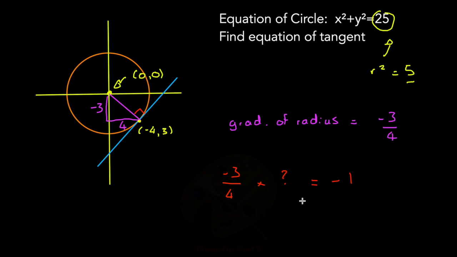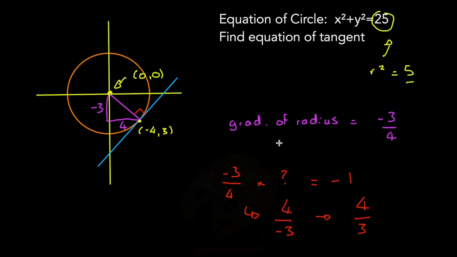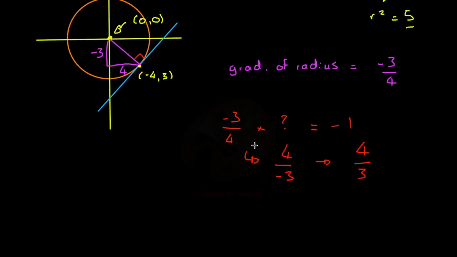All we have to do is take the gradient of the radius, -3/4, and then flip the fraction, so it becomes 4/-3. This is called taking the reciprocal. Next, we take the sign, so that's a minus here, and reverse it, so it becomes a plus. So from that, we get 4/3. This whole process is called taking the negative reciprocal, because first we took the reciprocal, then we switched to the negative. And there we have it. The gradient of our tangent is 4/3.